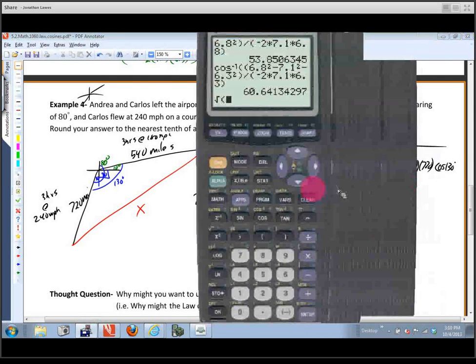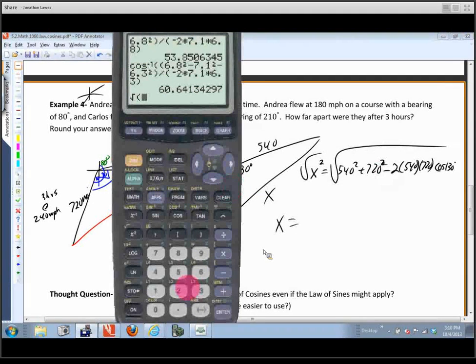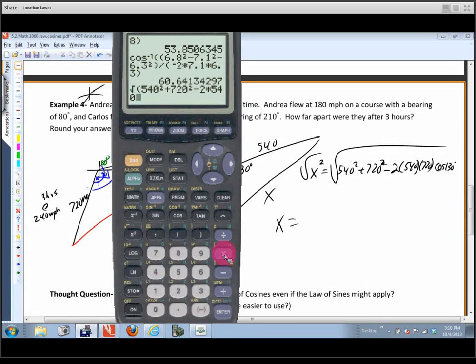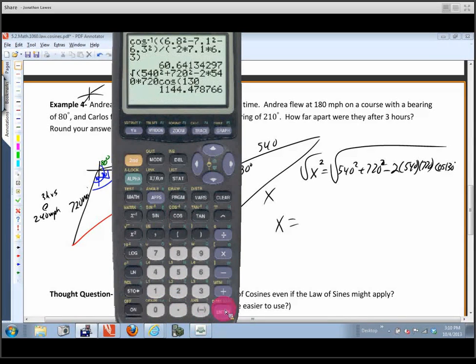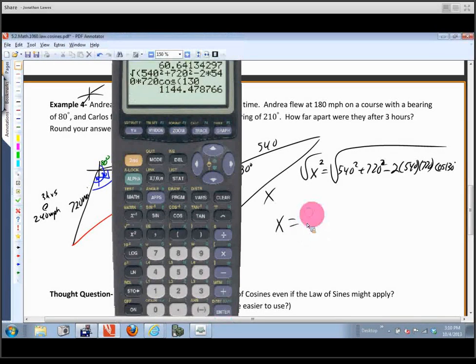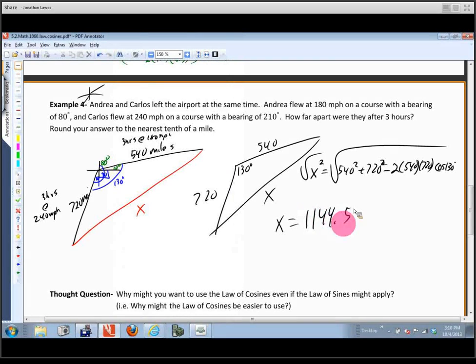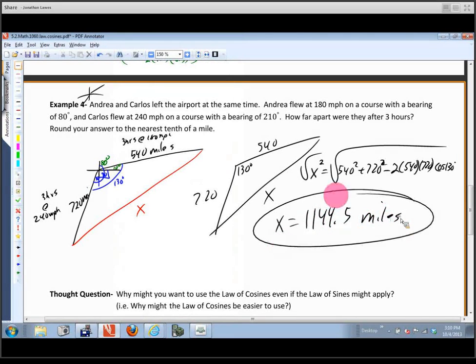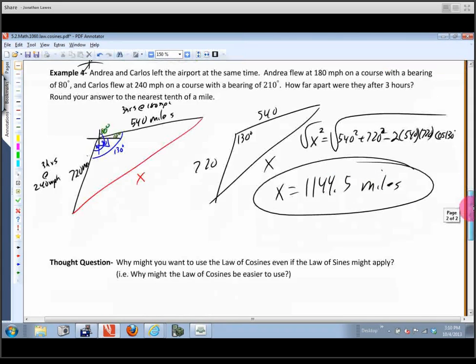big square root. Let's see what we've got here: 540 squared plus 720 squared minus 2 times 540 times 720 and times the cosine of 130 degrees. So it looks like that's about 1144.5, and that would be miles apart. Okay? So almost done here.